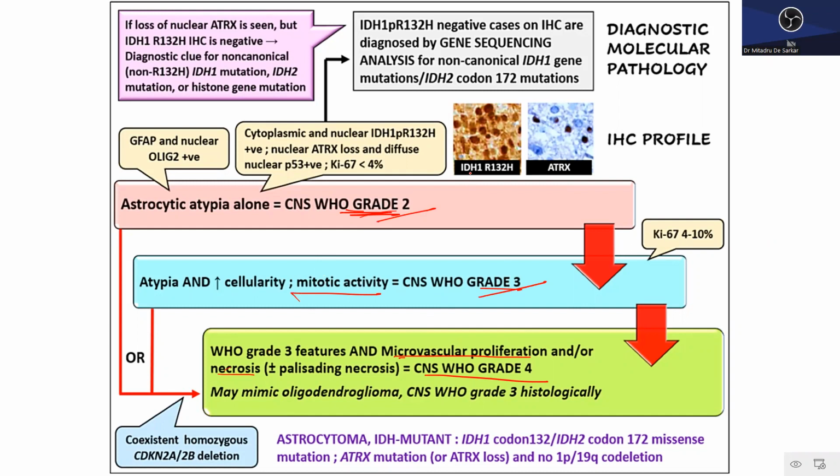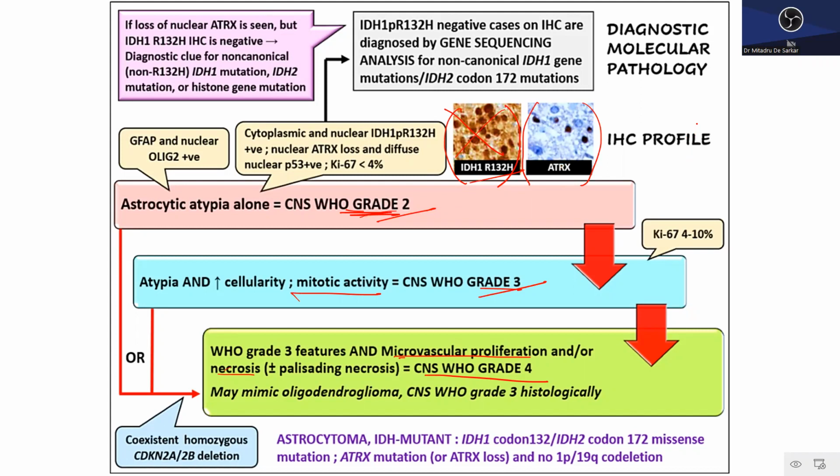And how will IHC help you? Obviously, in those cases, because it is IDH mutant, most of the cases will show positivity for the mutant IDH1 R132H protein, and there will be a loss of expression of ATRX. However, remember that around 10% of the cases might show an absence of IDH1 R132H IHC, in which case, depending on the age of the patient, you will have to assess the IDH1 and IDH2 genes by DNA profiling.